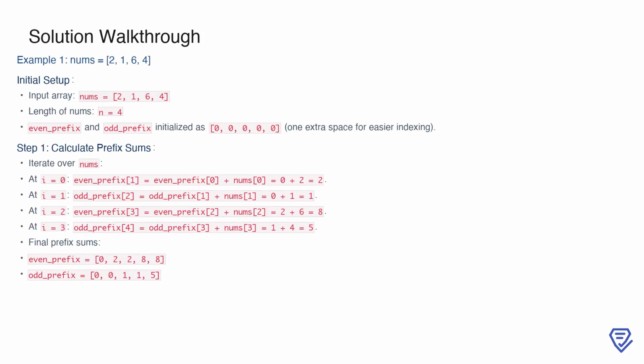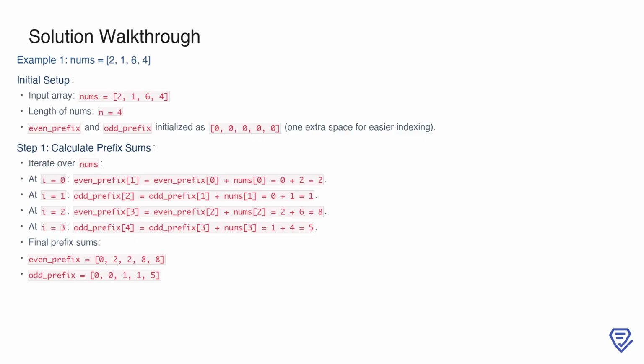Here, we are given the input array nums equals [2, 1, 6, 4], with a length of 4. To help us solve the problem, we initialize two prefix sum arrays, even_prefix and odd_prefix, each with an extra space to simplify index calculations. Both arrays start as [0, 0, 0, 0, 0]. The first step is to calculate the prefix sums. As we iterate through nums, we update the prefix arrays based on whether the index is even or odd.